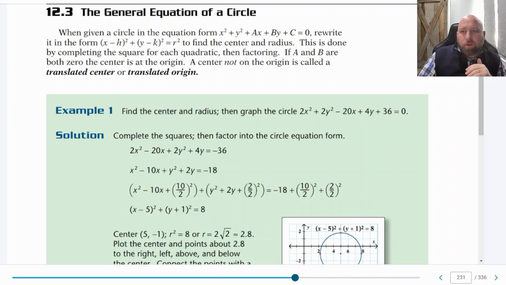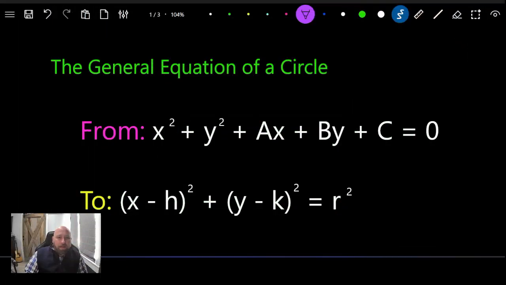Okay, so when given the circle in the equation x squared plus y squared plus ax plus by plus c equals 0, we want to rewrite this into the standard form. So we're going from general form into standard form is what we're doing. So go ahead and look over here at my screen, and let's just work through this. We're going to be going from this format right here into this format right here.